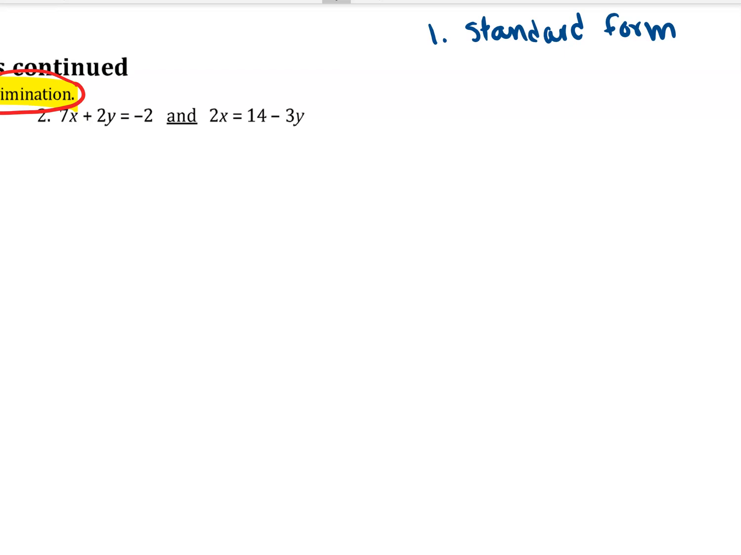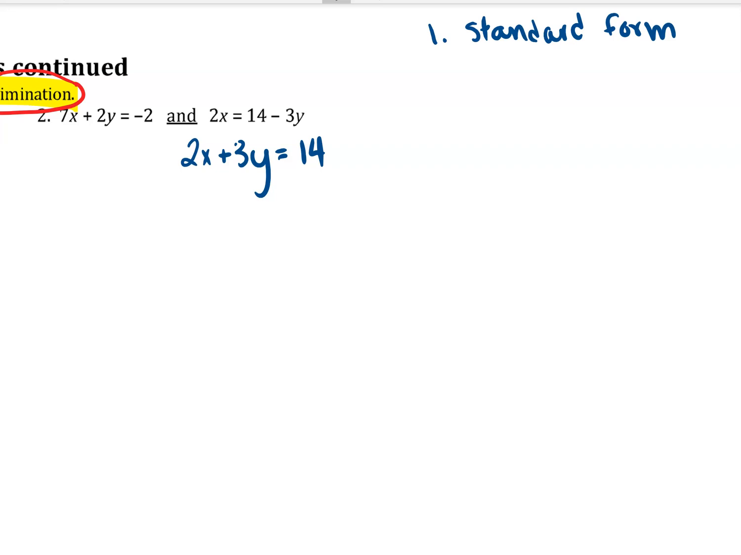This one is almost in standard form. I have ax, but my by is over here, so I need to add that to the other side to move it to the other side. So this will be 2x, add 3y to the other side. Equals the 14 will stay over here. So now they're both in standard form.